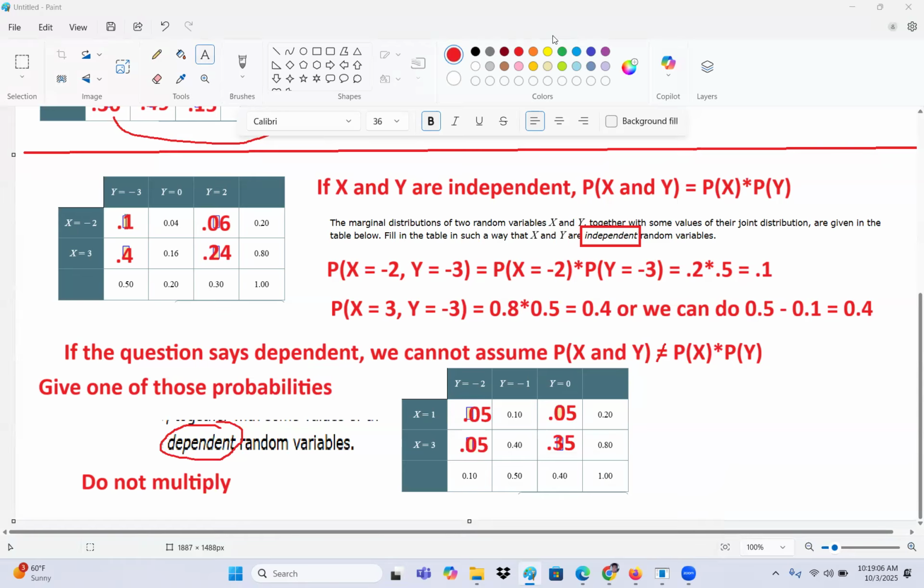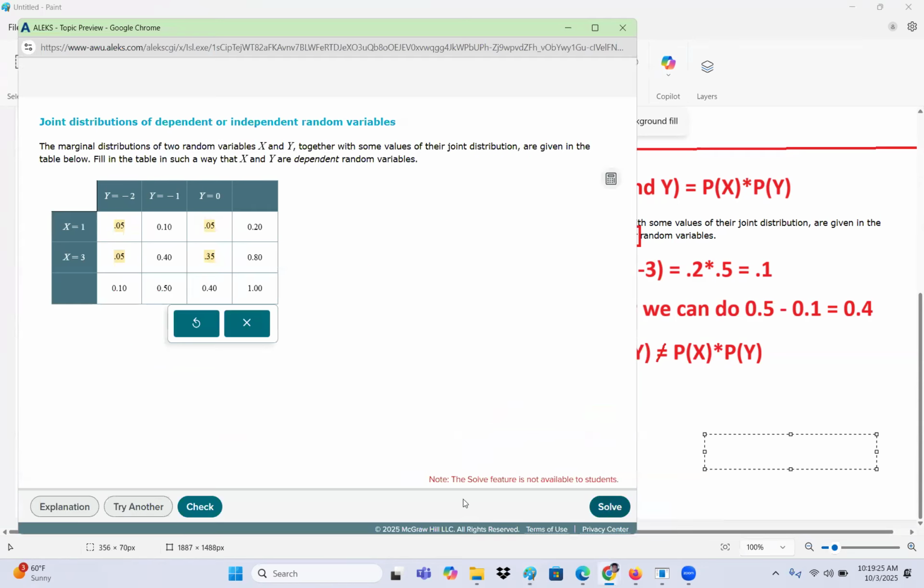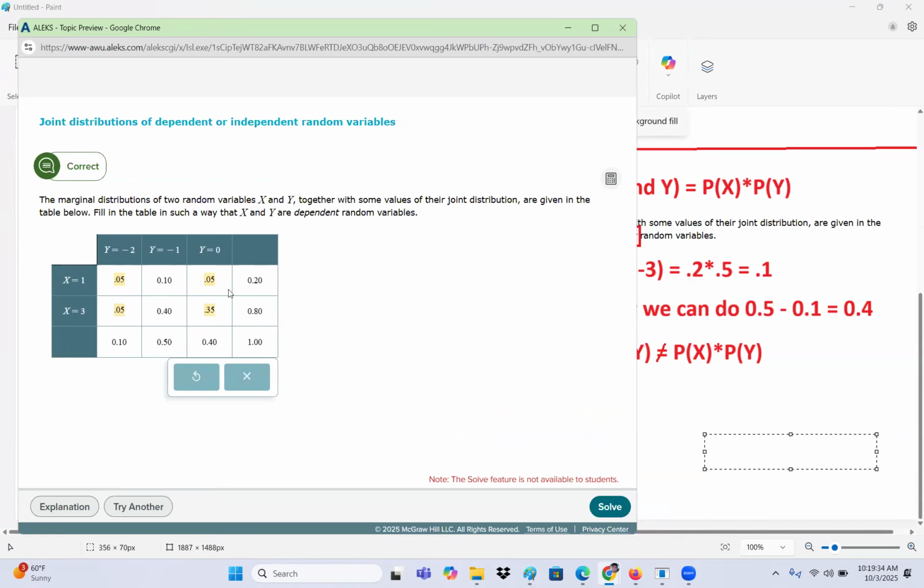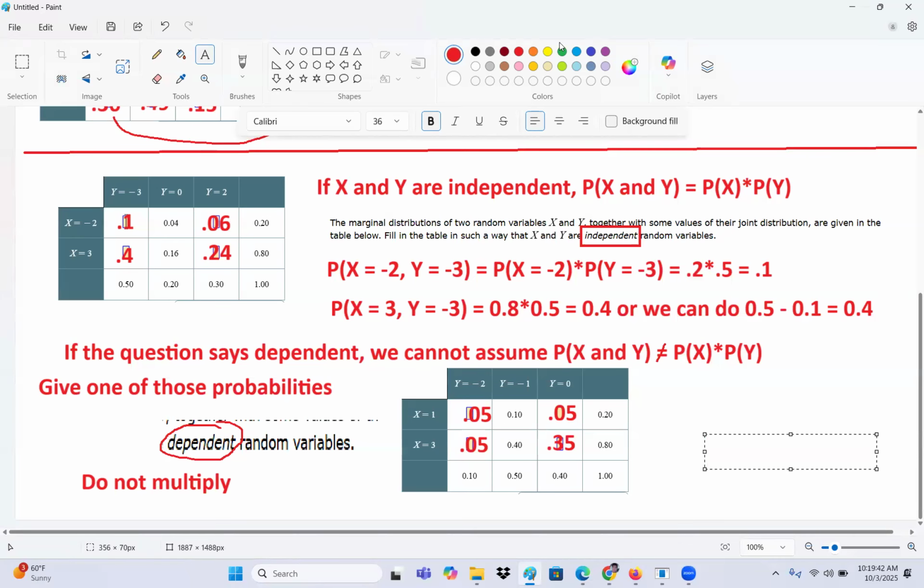We just cannot multiply them. We just have to choose any of these values, but make sure you're not multiplying the 0.2 and 0.1, the total of the row times the total of the column. We can only do that if they are independent. Just pick any values. I think that's perfectly all right, and it should give you the correct answer quickly. As long as this is not 0.2 times 0.1, they're not independent. But anyway, let's move up to the next question.